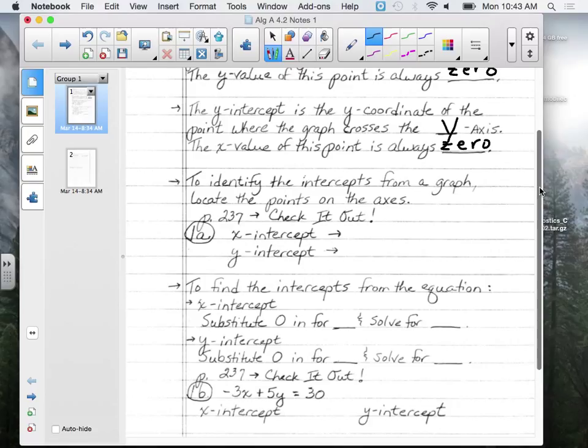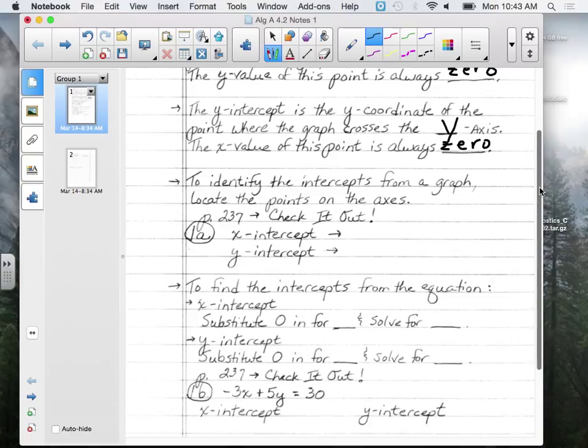Alright, so to identify your intercepts from a graph, you guys want to open your books up to page 237. We'll do a little example. We're going to do that check it out problem at the bottom of that page. So, someone tell me what it says. Find the x and y intercepts.